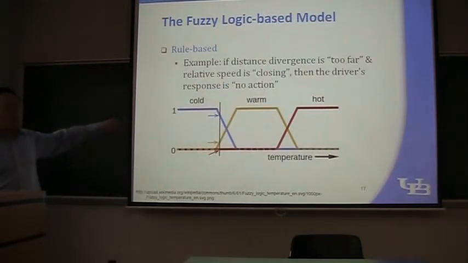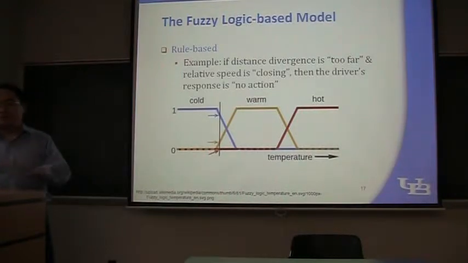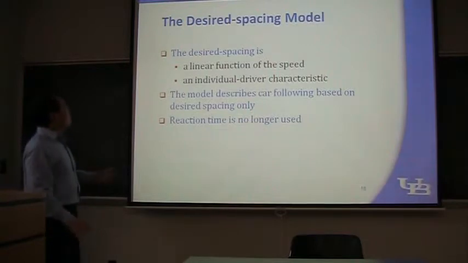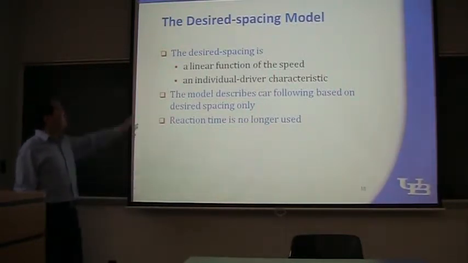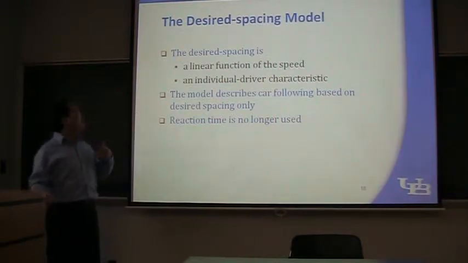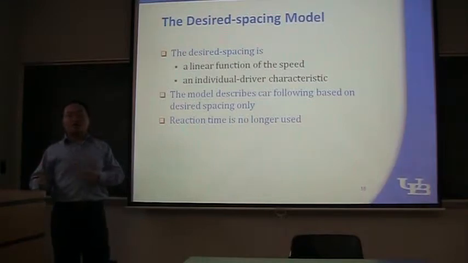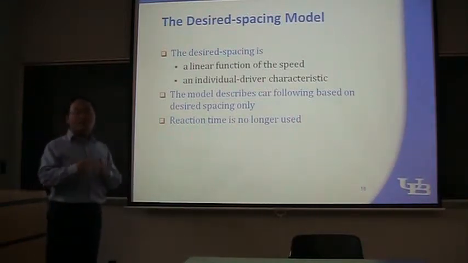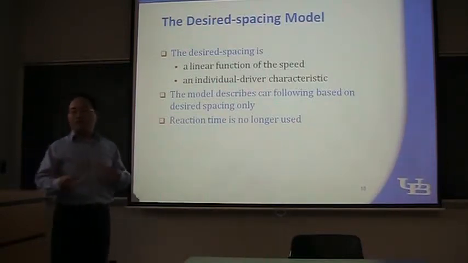But this is only a model that exists in the research. It's not used in any real model. The last one is called the desired spacing model. The desired spacing is a linear function of the speed, and it's an individual driver characteristic. So with different drivers, the desired spacing will be different. And desired spacing is only a linear function of the speed.